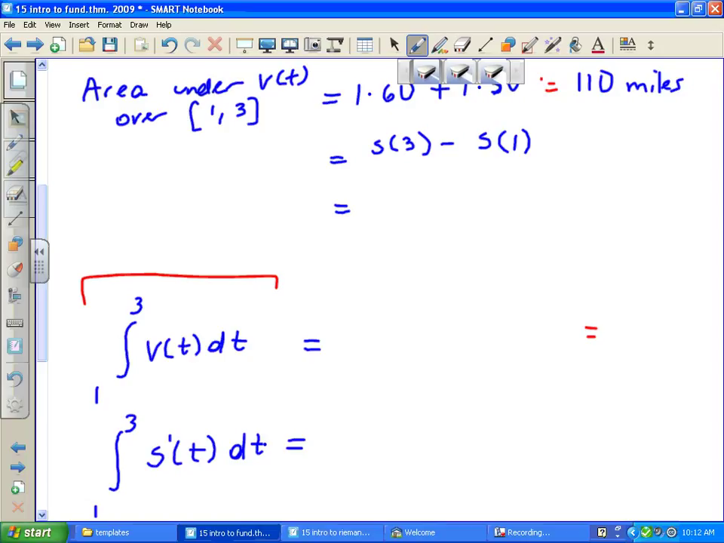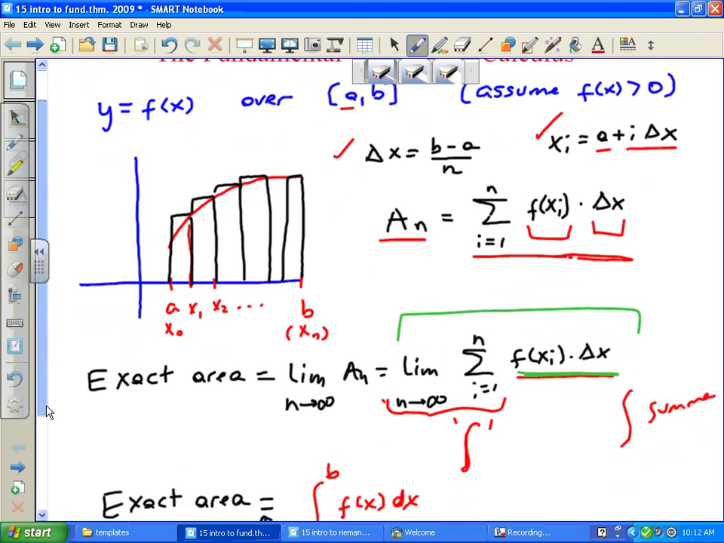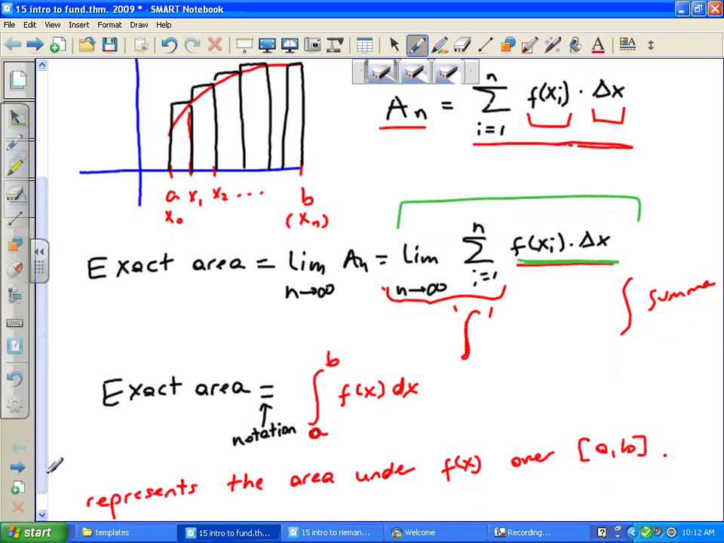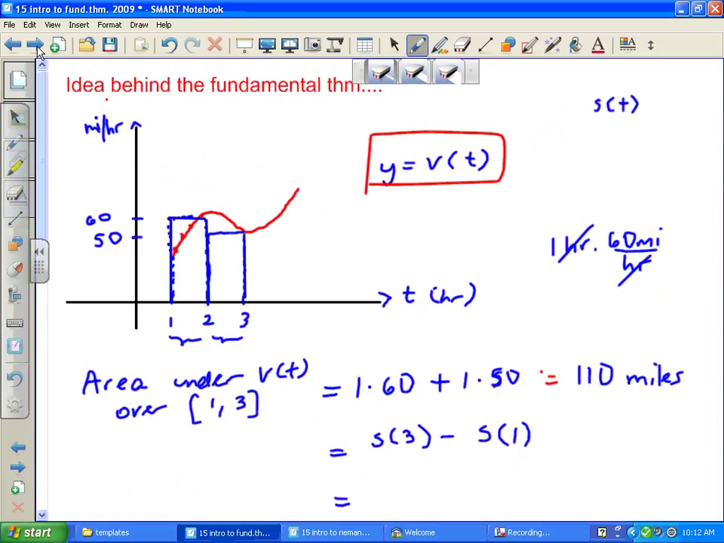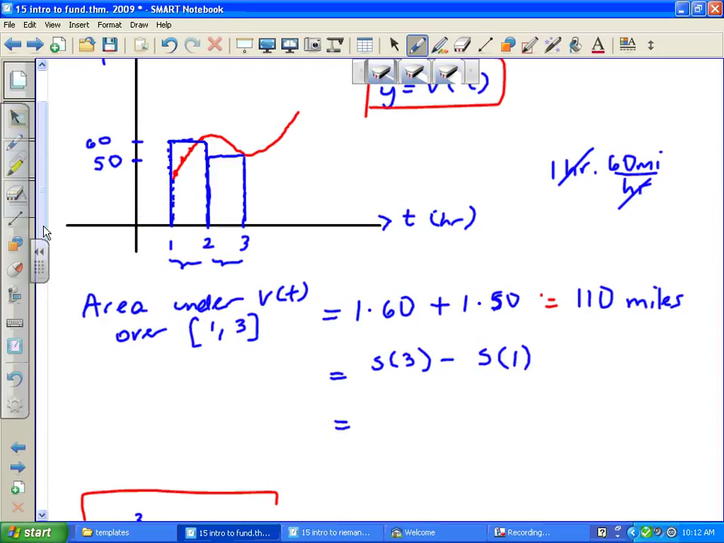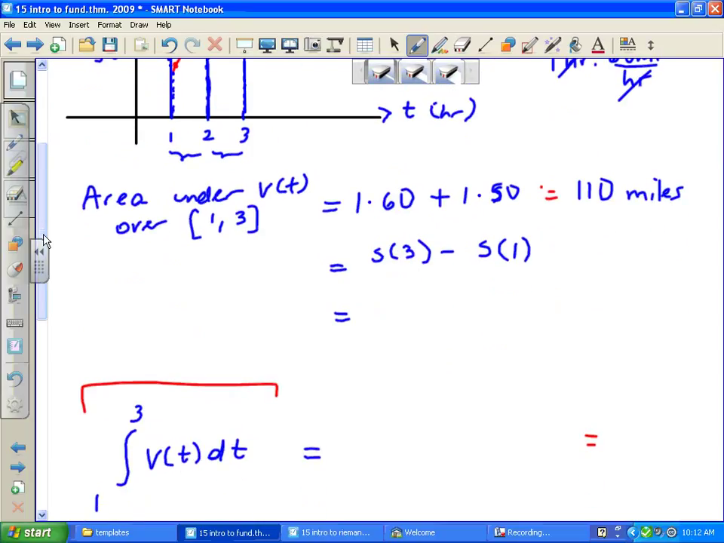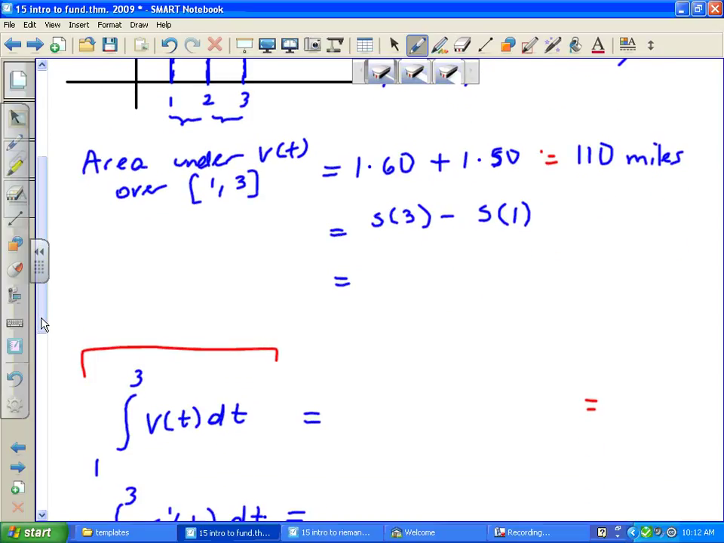Correct. And remember, we just learned this notation. Let's review the notation. If you have f of x dx, that gives you the area under f of x from a to b, right? In this case, you have the integral of v of t dt. That should be the area under the v of t curve, the velocity curve, from 1 to 3.